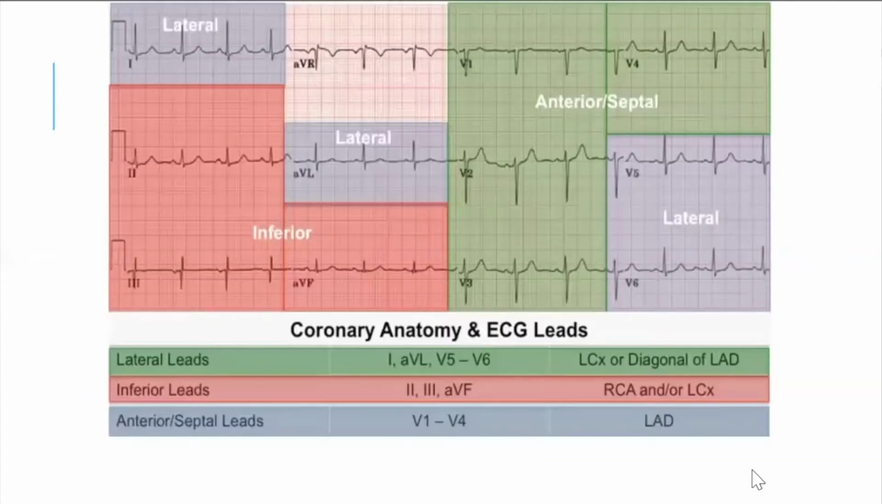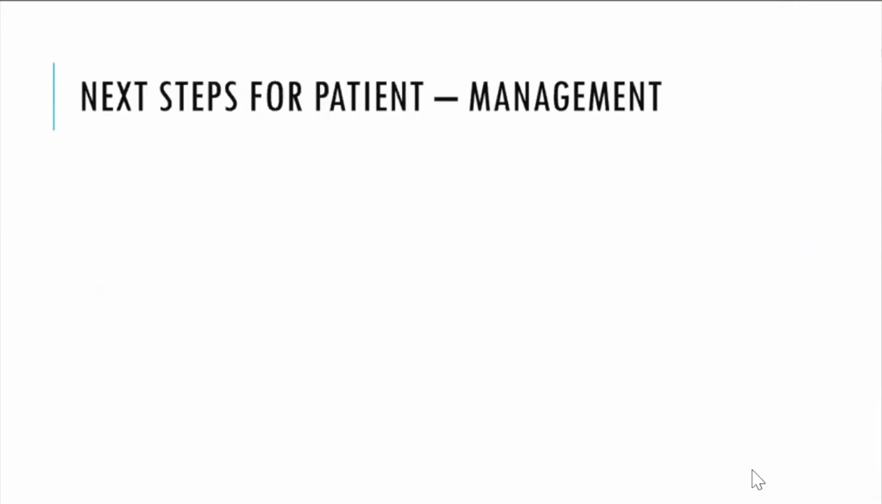These are the different territories. Again, something that's worthwhile you guys learning. It makes sense if you think about where we put the leads on when we do an ECG, where V1, 2, 3, and 4 go. They go across the front of the chest. So that's going to be the anterior aspect, the anterior septal aspect of the heart, for example. Similarly, 1, AVL, V5, V6 are going to cover the lateral side. But you need to learn this, unfortunately. It makes sense logically, but it's really important for you to commit to memory.